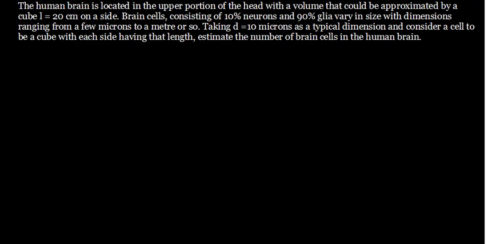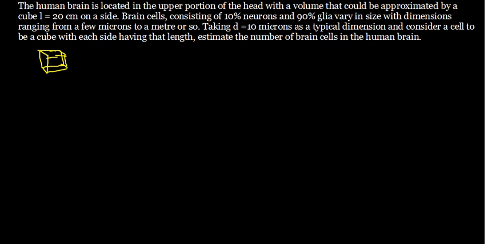The next one. The human brain is located in the upper portion of the head with a volume that could be approximated by a cube. And a cube is about 20 centimeters on a side. Like something like this. A cube has got all the sides the same, meaning that each side is 20 centimeters. That's approximately the length of each side of the brain, right?